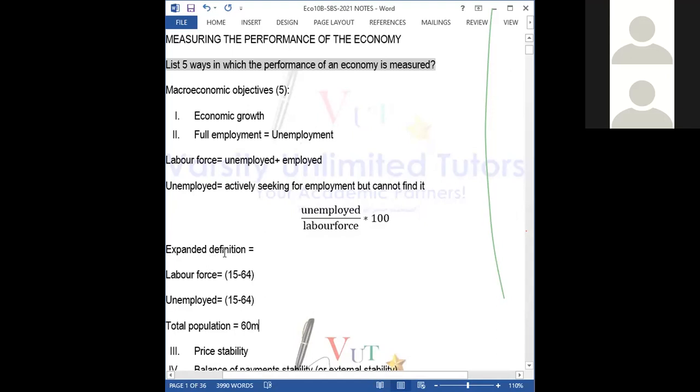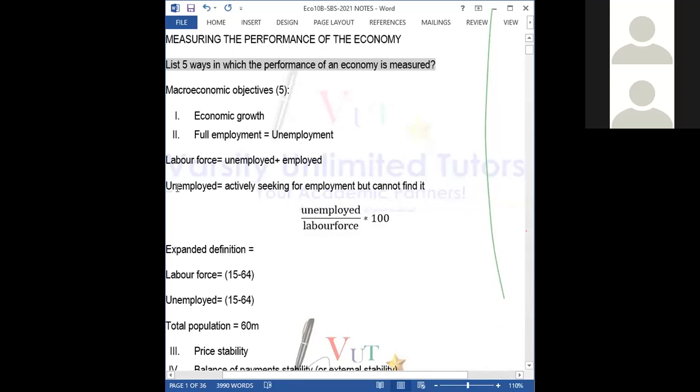expanded definition. So basically, these are the two methods that are mainly used in calculating the unemployment rate. But for the purposes of this module, I think we will mainly focus on the strict definition. But if a question requires you to use the expanded definition, you can do so. All right, so basically, that is how we calculate unemployment.